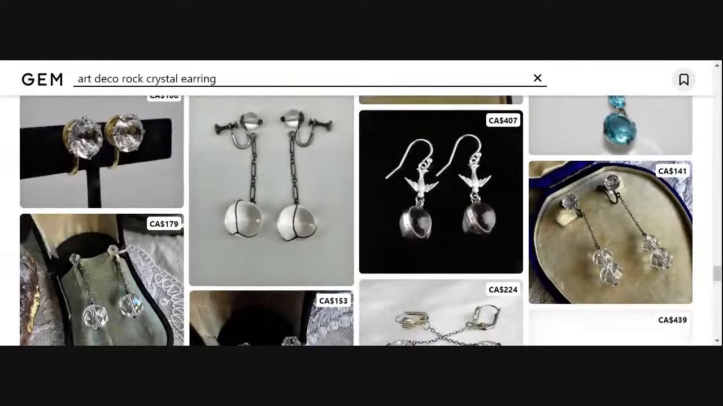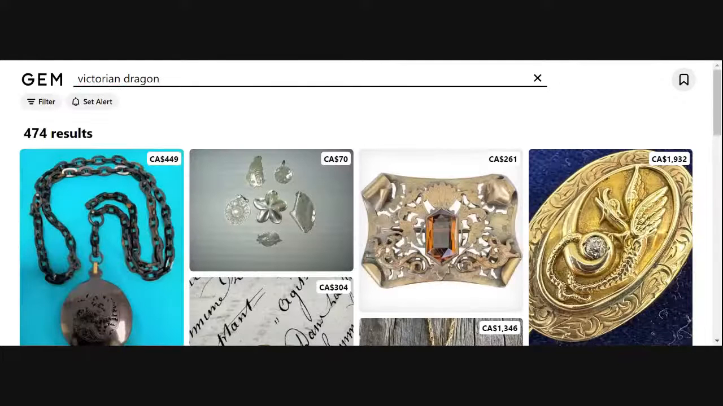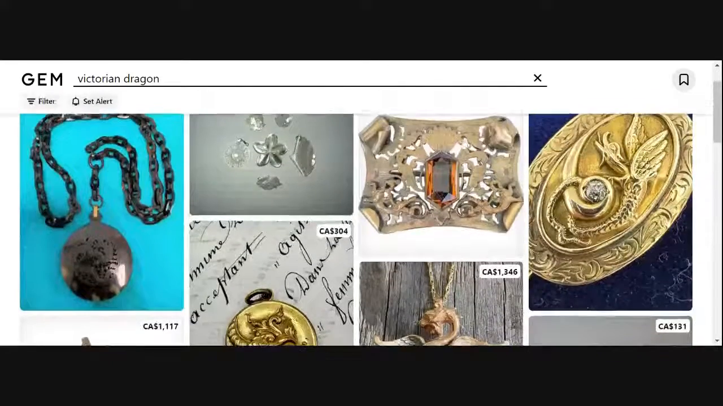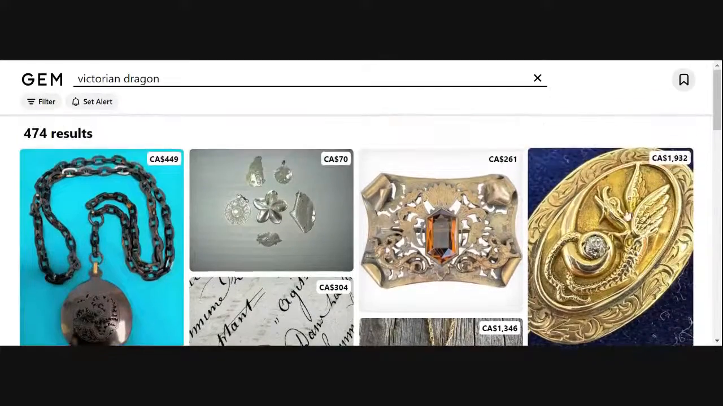Here we go. I'm going to share my screen and we will go back to gem.app. I'm going to start with Victorian Dragon because it is a little bit broader, and sometimes when you're searching, it does help to go broad. From there, you may have a little bit more fortune finding what you're looking for. Yes, figural. Okay, awesome.